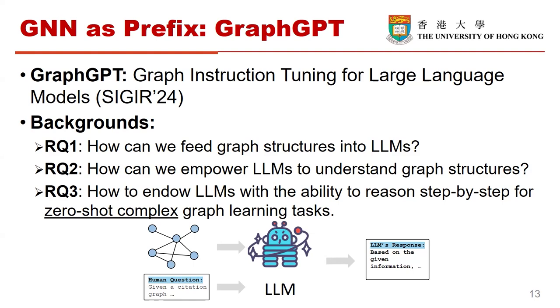That is, how we can align the LLM's reasoning or language ability with graph learning or graph structure understanding. The third research question is how to endow LLMs with the ability to reason step by step for some very complex zero shot graph learning tasks. Because as we all know, different graph learning tasks, even different datasets, have different categories, and how we can transfer knowledge between different datasets could be a very hard and complex task.